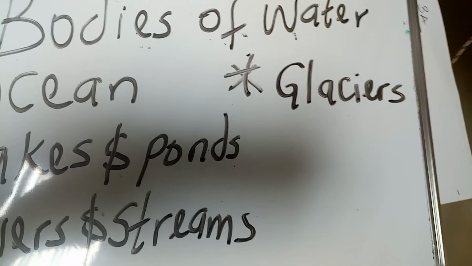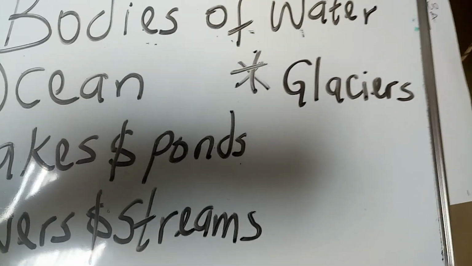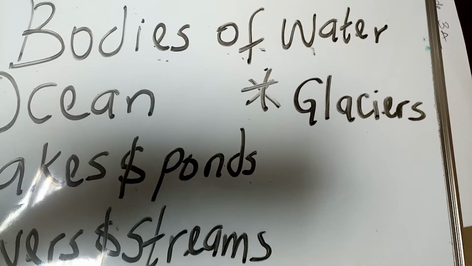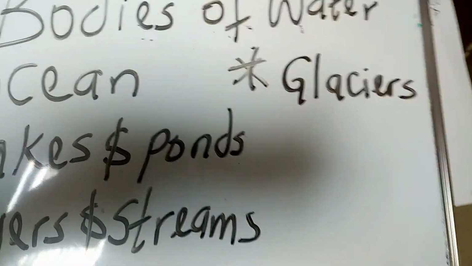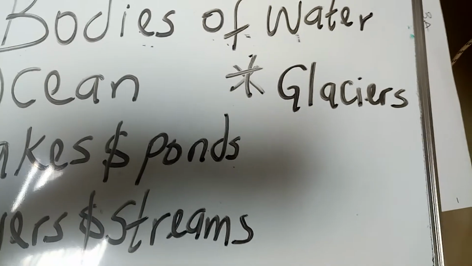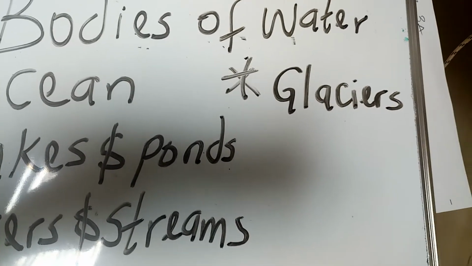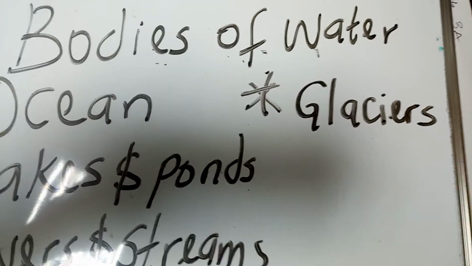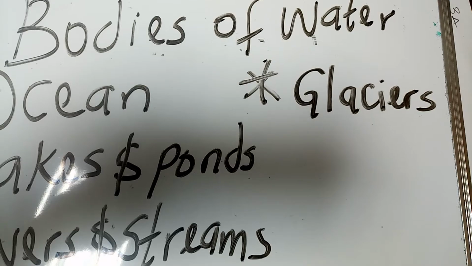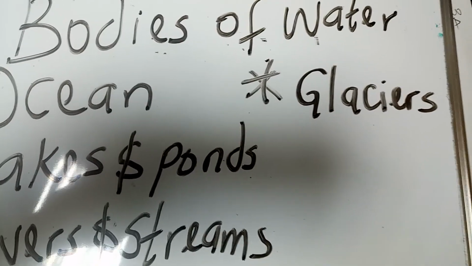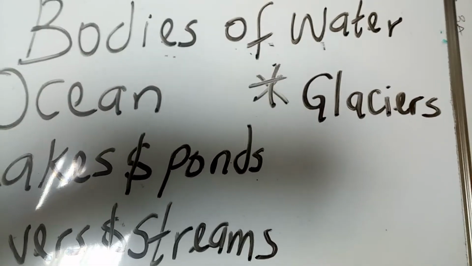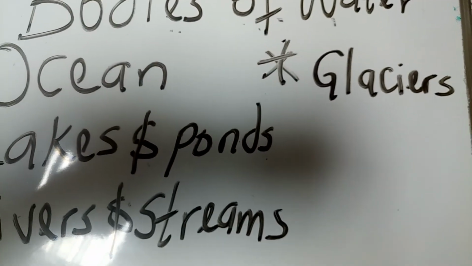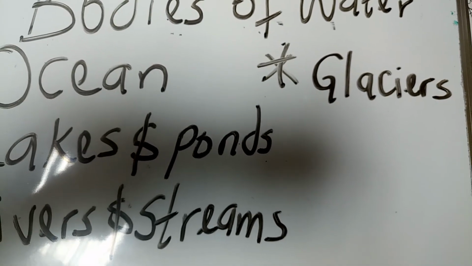Then I said lakes are much smaller than the ocean. That means the lake is big, but it's not as big as an ocean. Then ponds are much smaller than lakes. Then I told you river. Most rivers flow into lakes or into the ocean. Then I told you small streams join together to form river. Then I told you glacier is a large body of moving ice.